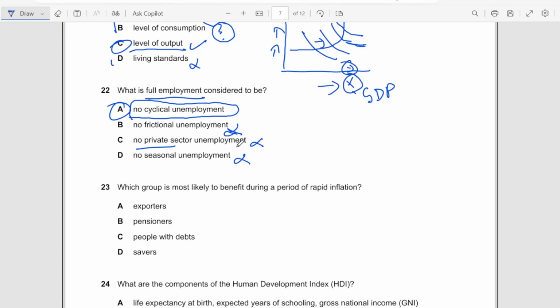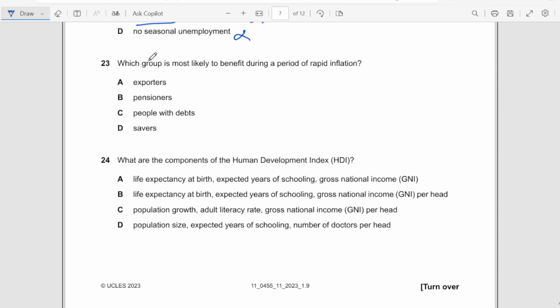So no, private sector unemployment does not necessarily mean there's full employment. What essentially means there's full employment is that there's no cyclical unemployment. All right, next question. Which group is most likely to benefit during a period of rapid inflation?